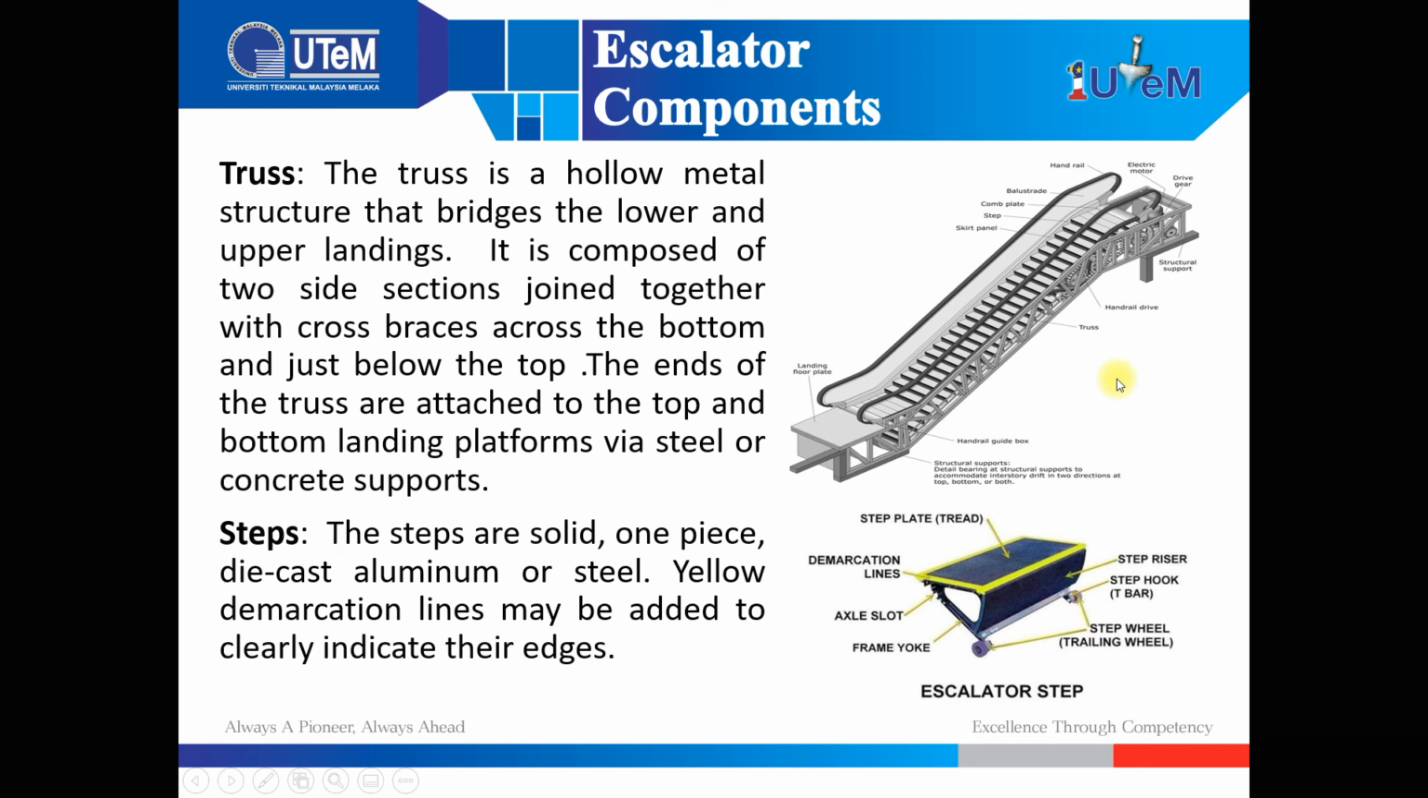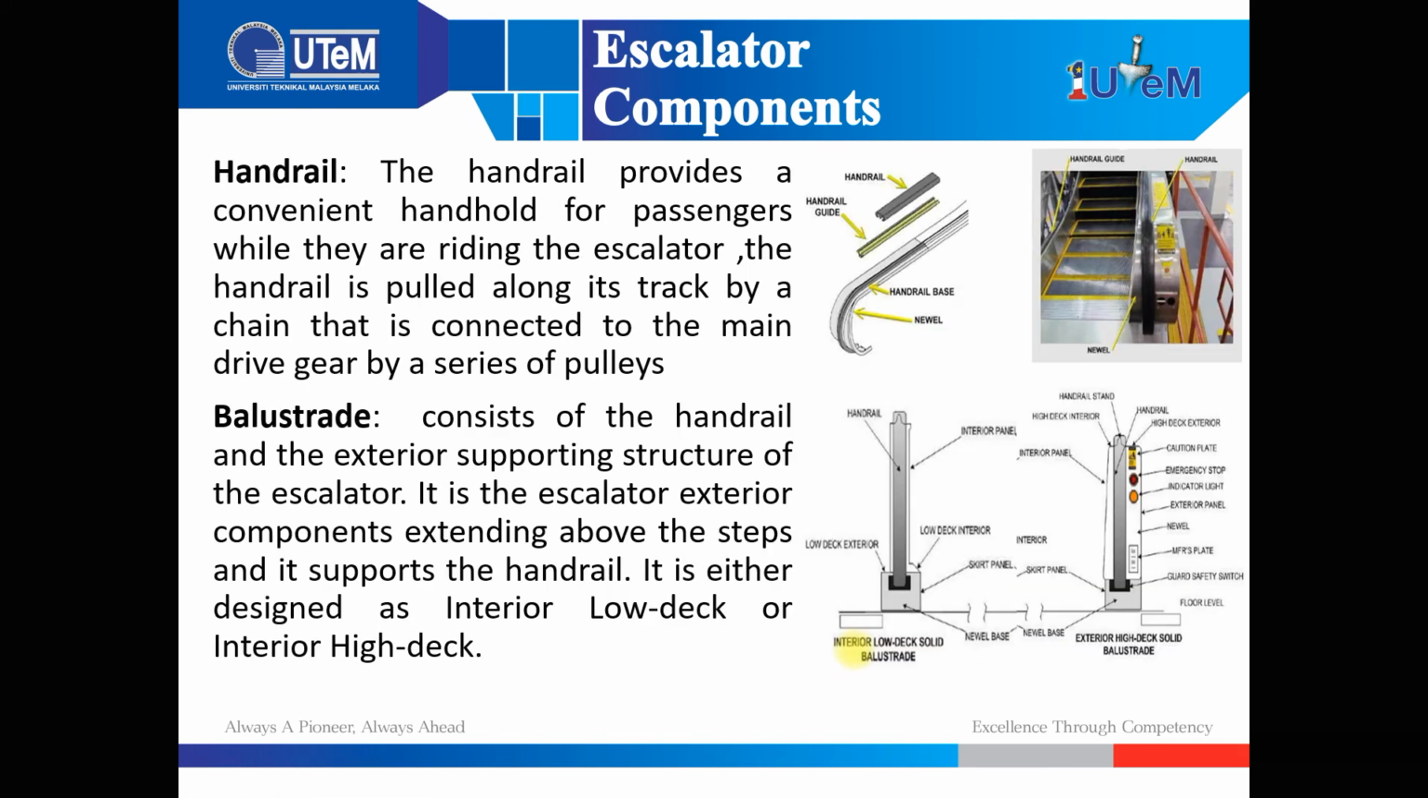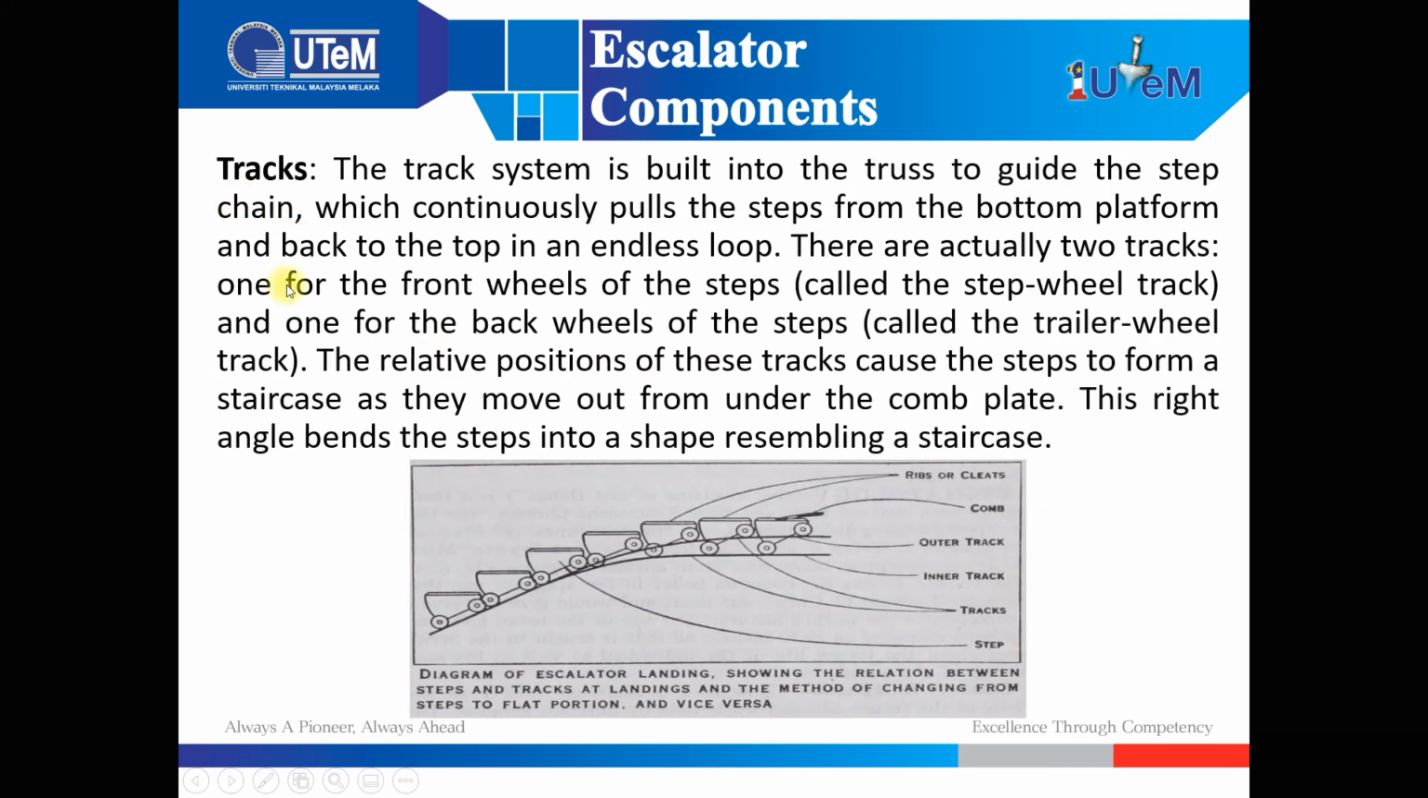And then truss is like a structure, okay, the hollow metal structure that bridges the lower and the upper landing. Okay, the lower and the upper landing are supported by the concrete lah, steel or concrete support. And the step is the step. Steps are solid one piece die cast aluminium or steel, made by aluminium or steel. Okay, handrail yang kita pegang ni, the handrail provides a convenient handhold for passengers. And then the balustrade is the house, okay, ataupun the skirt panel, the house for the handrail. And then the track is the system to guide the step chain. Actually there are two tracks, one for the front wheel and another one is for the back wheels.